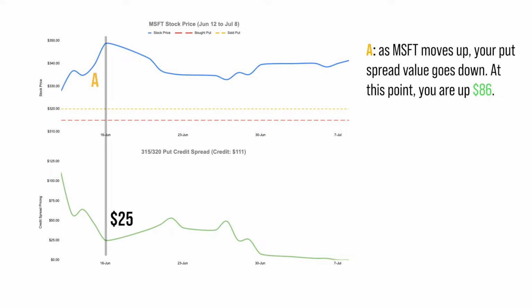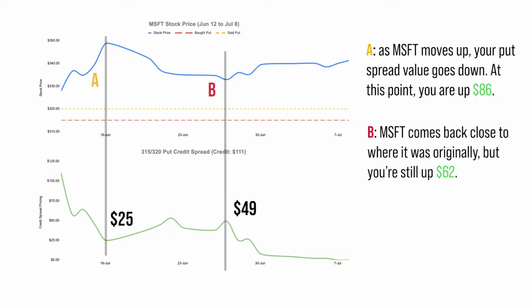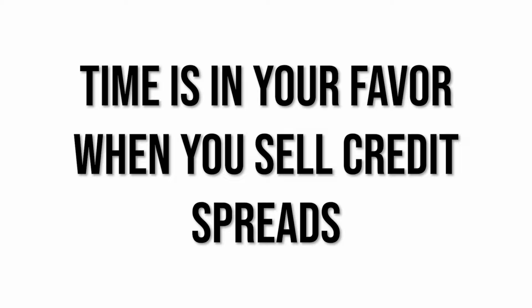Microsoft gradually came down again, and it got to a quote-unquote low of 332.87 on June 27th. At this point in time, your put credit spread is still only worth $49. So if you were to close here, you would still make $62 on this trade. And this is what I personally love about credit spreads: because you're selling an option, time is actually in your favor.